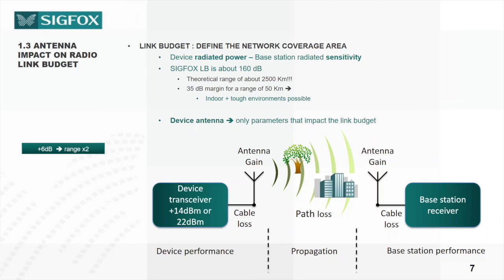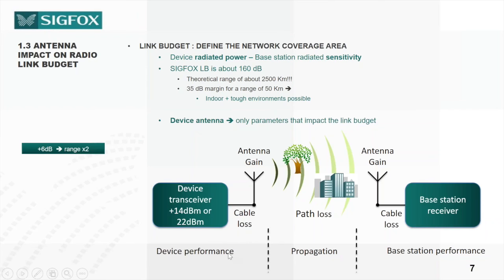In our case, we don't place base stations every 2,500 kilometers. For instance, they are usually placed maybe 50 kilometers away from each other. In the cities, of course, they are much closer, but if they are placed 50 kilometers from each other, we have a margin of 35 dB, which is quite good, and will allow a few trees and buildings between a device and the base station. Actually, a lot of trees and buildings, no problem. But it also allows some indoor and tough environment applications, such as, for instance, a buried device.